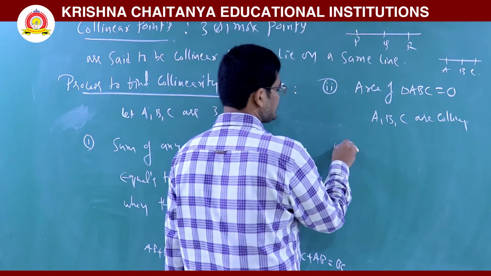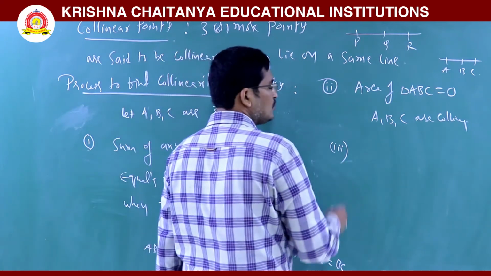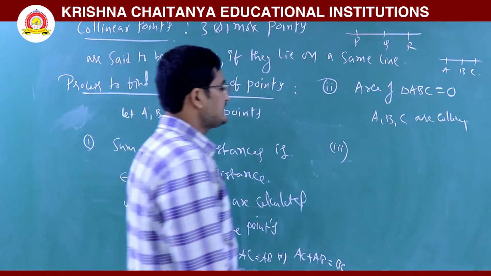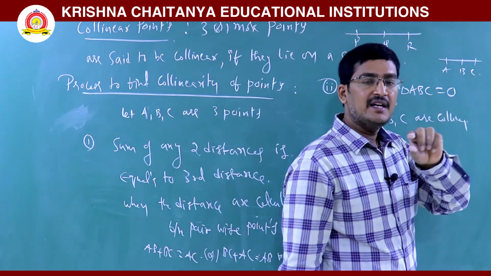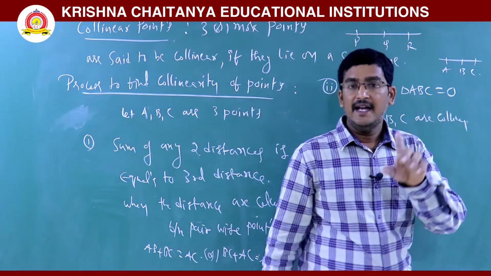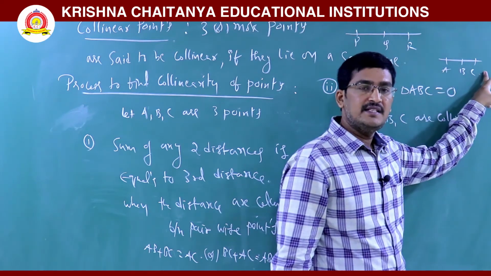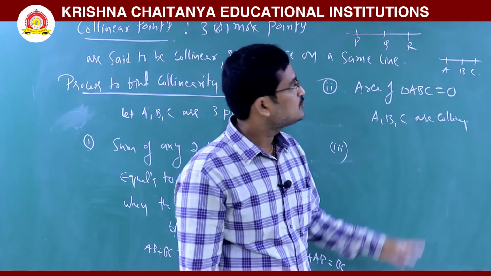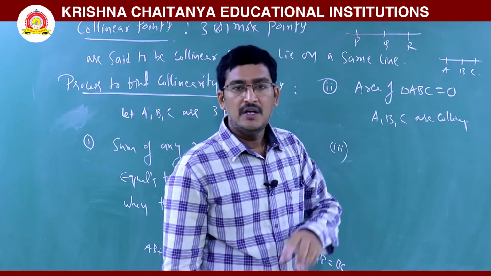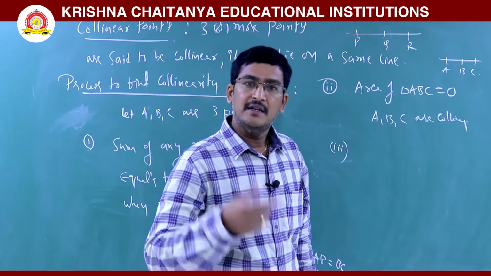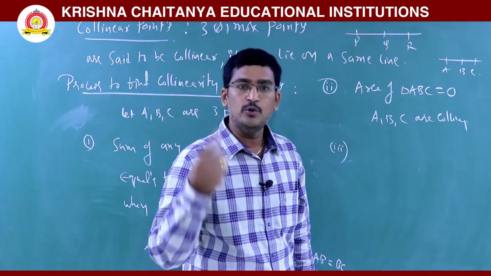What is the third one? One more method for finding the collinearity of ABC. This method says, suppose A, B, C are collinear. That means A, B, C lie along the same line. A line has a unique slope. That means the slope of AB bar is equal to the slope of BC bar is equal to the slope of AC bar, because those three lie on the same line. A line has a unique slope. You can take any 2 points on that line and find the slope, it is the same.